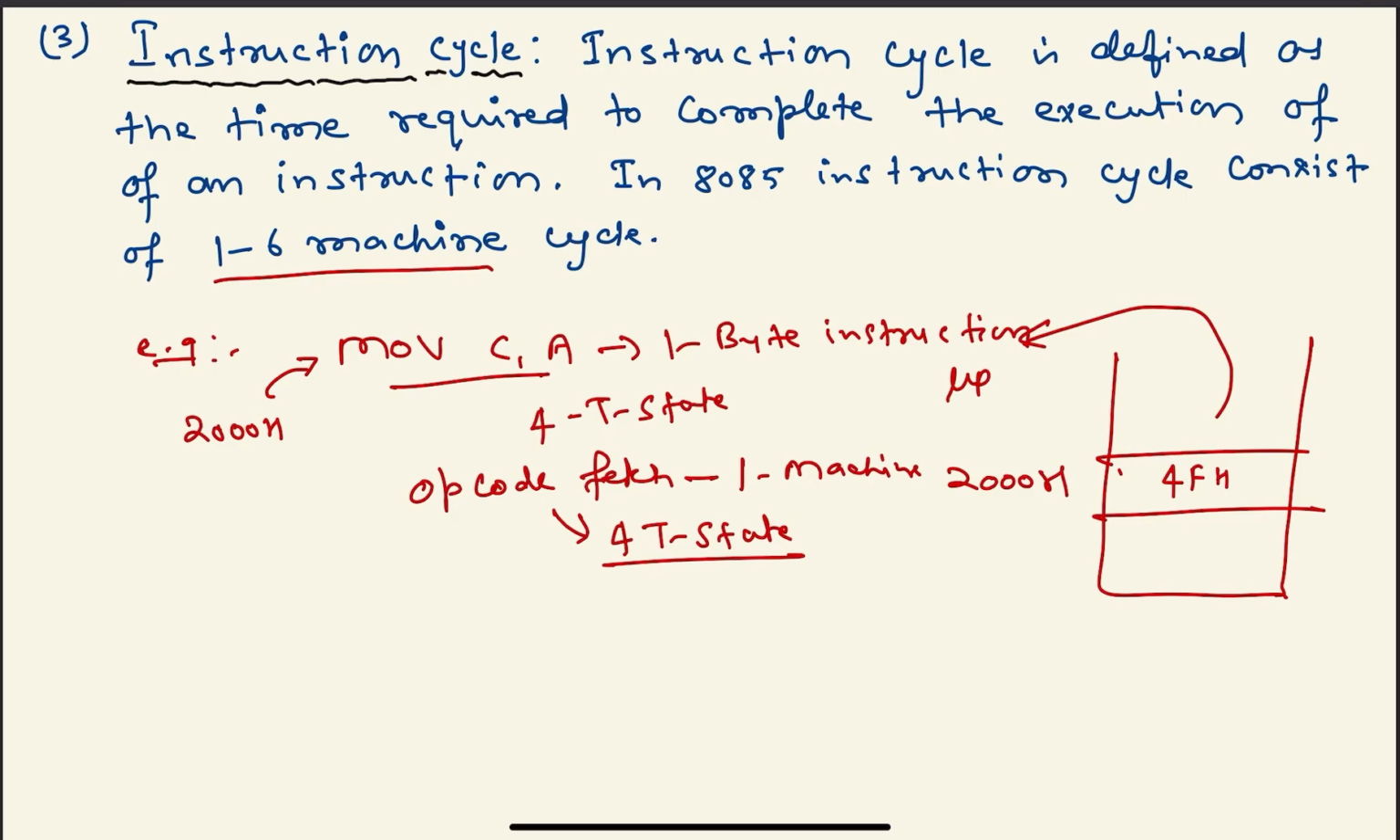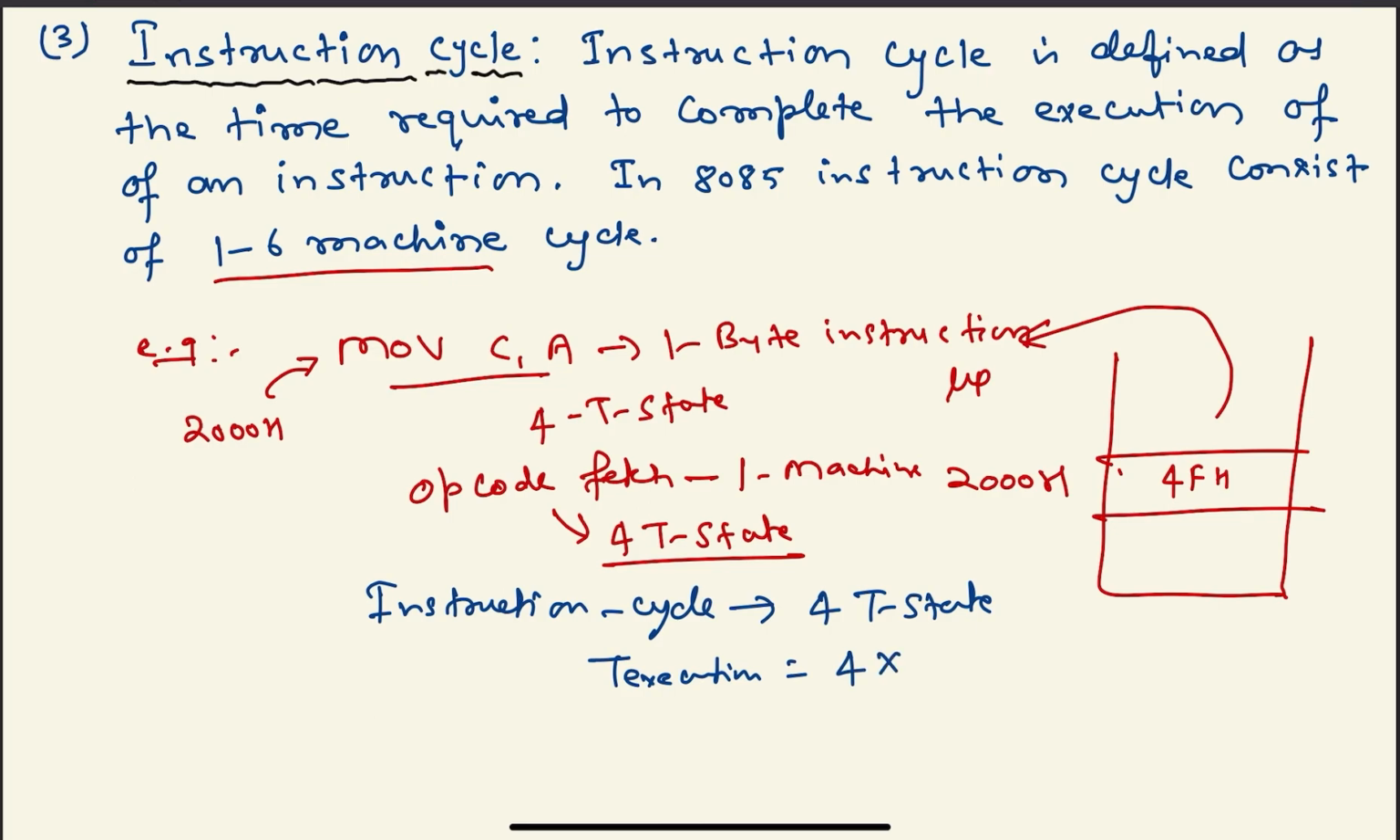In this case, for MOV C, A, how much will the instruction cycle timing be? The instruction cycle timing will be 4T states, and as we know, one T state is equivalent to one clock period. So the execution time for this instruction, T execution, will be 4 times the clock duration, or clock timing. This much time is required for the execution of this instruction. So the instruction cycle timing will be 4 clock periods.